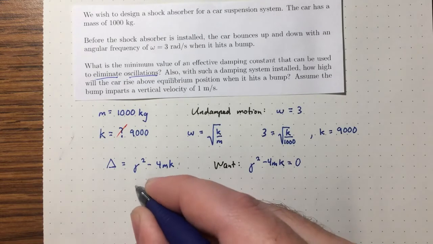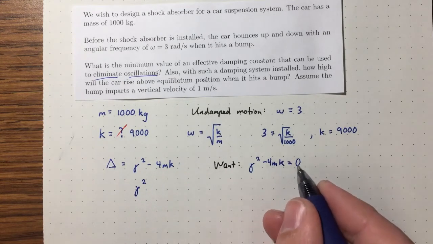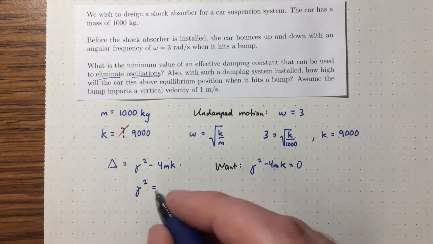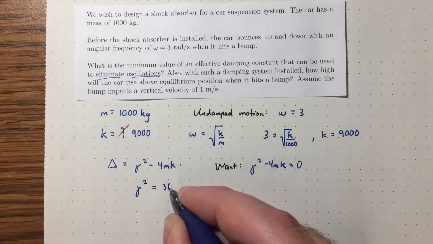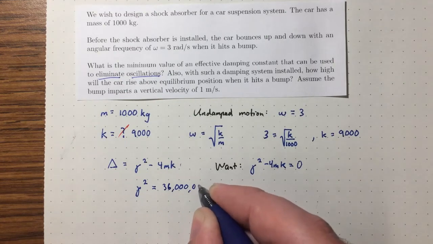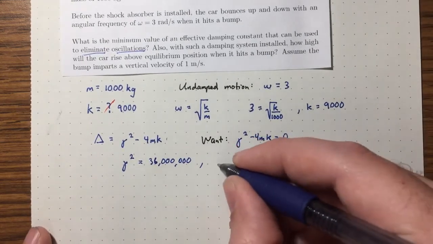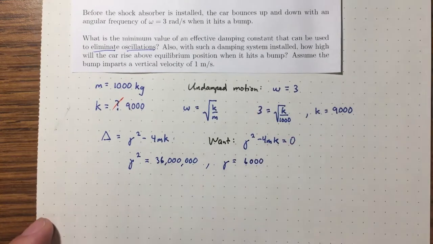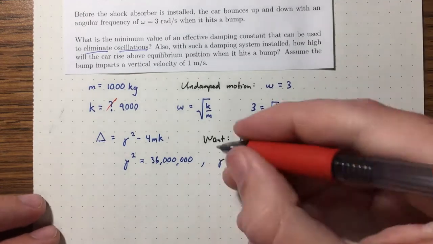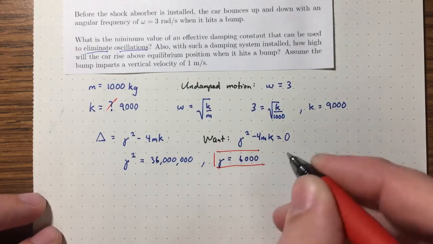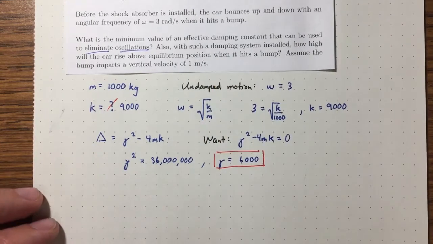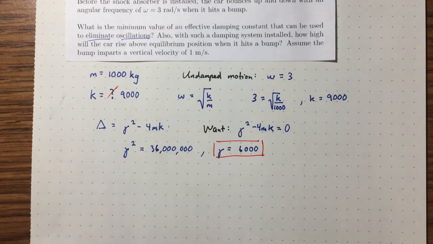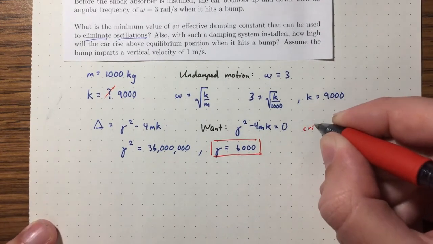Well, now we know what to do. Gamma squared minus 4mk equals 0, so gamma squared has to equal 4mk. What is 4mk? It's 9,000 times 1,000 times 4, which is 36 million. So gamma has to be the square root of that, 6,000. So there's gamma. That's the smallest damping coefficient that we can use that will eliminate the oscillations. And again, this corresponds to the critically damped case. That's what we want.